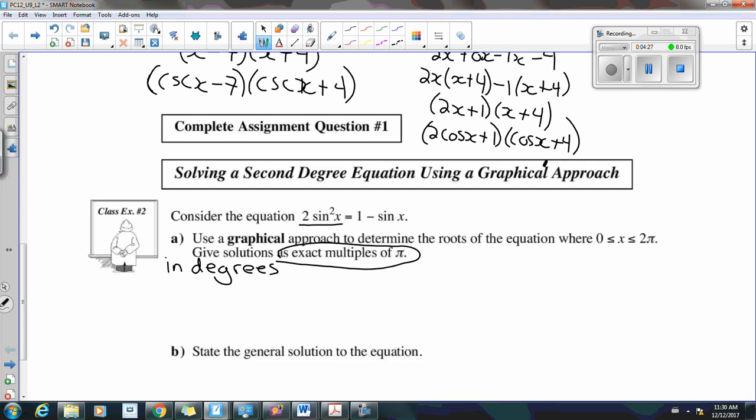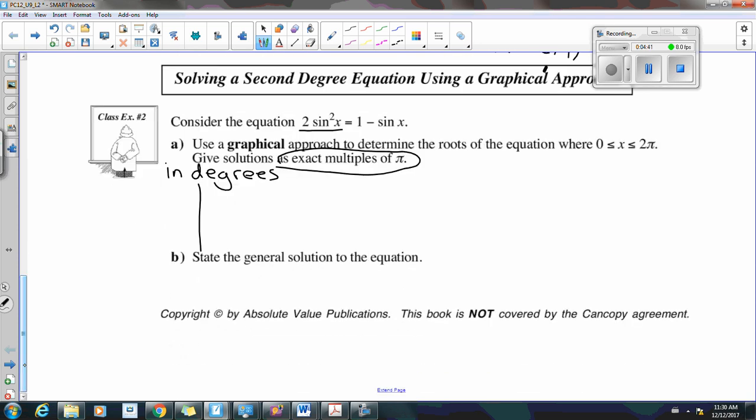You can either graph 2 sine squared x in F1 and 1 minus sine x in F2, or you can bring it all to one side and find the x-intercepts. That's completely up to you. I prefer the intersection method, so I usually graph the one in F1 and the other one in F2. You're going to get something that looks like this. So 2 sine squared x looks like this, comes down back here, and this is about 180 degrees and this is 360 degrees. So this is 2 sine squared x.